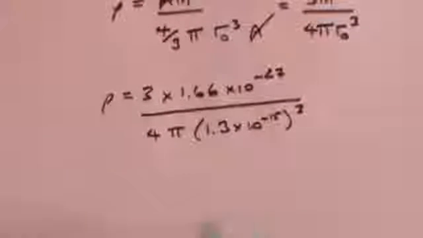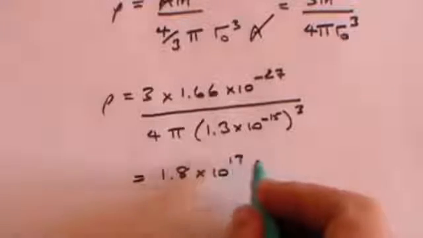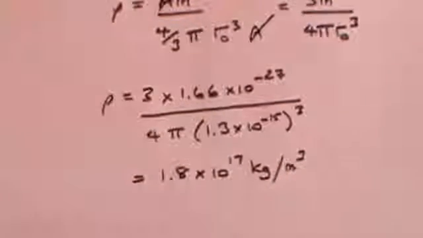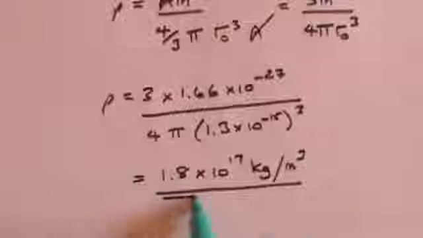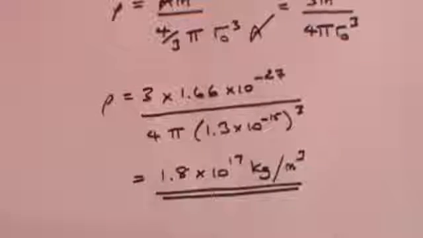When you work that out, you'll find that it equals 1.8 times 10 to the 17 kilograms per metre cubed. 10 to the 17 is a massive number. To give you some idea, a teaspoonful of a nucleus, if it was just nuclei, no atoms, just pure nuclei, a teaspoon of pure nuclear material would weigh 500 million tons. So be glad you don't have to spoon nuclei into your coffee.